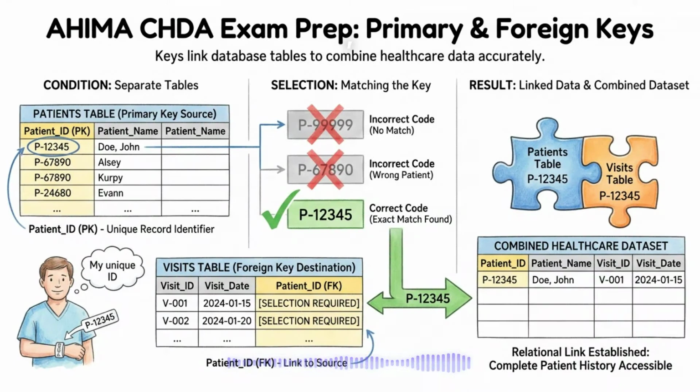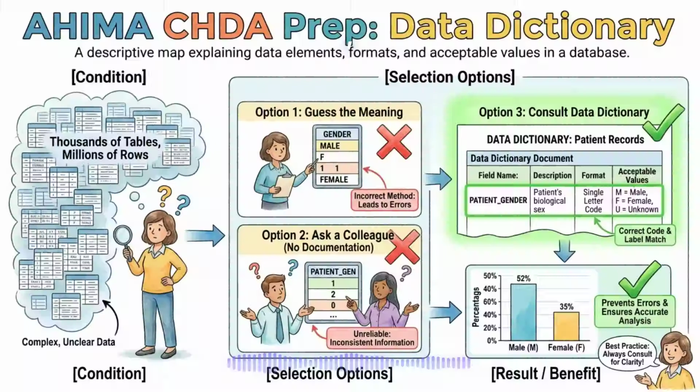Understanding how primary and foreign keys work together is crucial, because it is the fundamental mechanism used to combine different healthcare datasets. With thousands of tables and millions of rows of data, analysts need a map to understand what everything means, which is why we use data dictionaries. A data dictionary is a descriptive document that explains exactly what each piece of data is, how it is formatted, and what acceptable values it can hold. For example, a data dictionary will tell you if a patient's gender is stored as a full word, a single letter, or a specific numerical code.